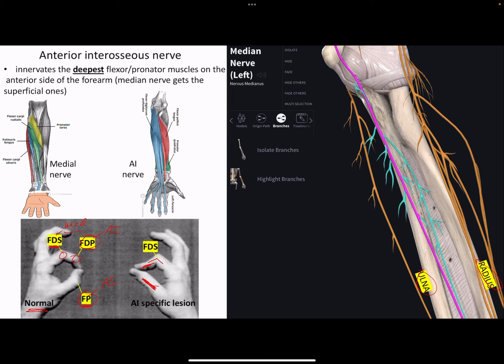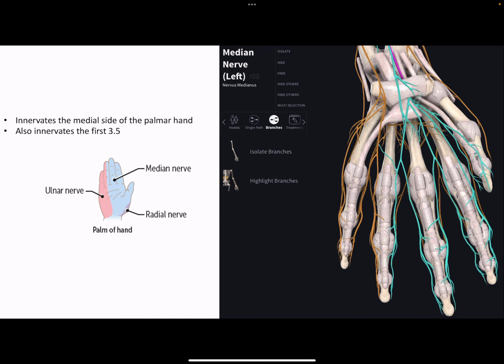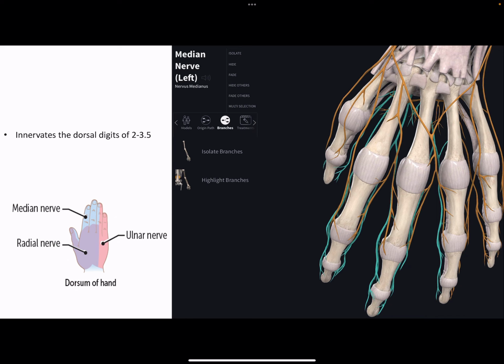Here's our ulna, here's our radius, and this is the interosseous, between bones. Between bones, this is the membrane associated with it. And the purple here is the median nerve, and then the green here is going to be the branch, the anterior interosseous. This is going to get the medial side of the palmar hand, so it's going to be the first 3.5, and you can kind of see that here. And it is going to get just the digits 2, 3, and then the first half of the fourth one. You can kind of see that here as well. Boom, boom, and just a little baby boom right there.